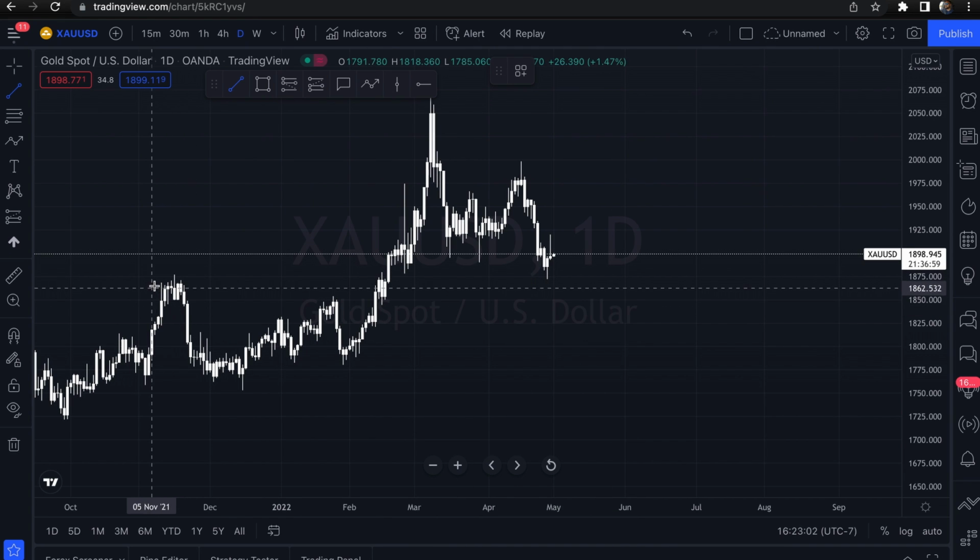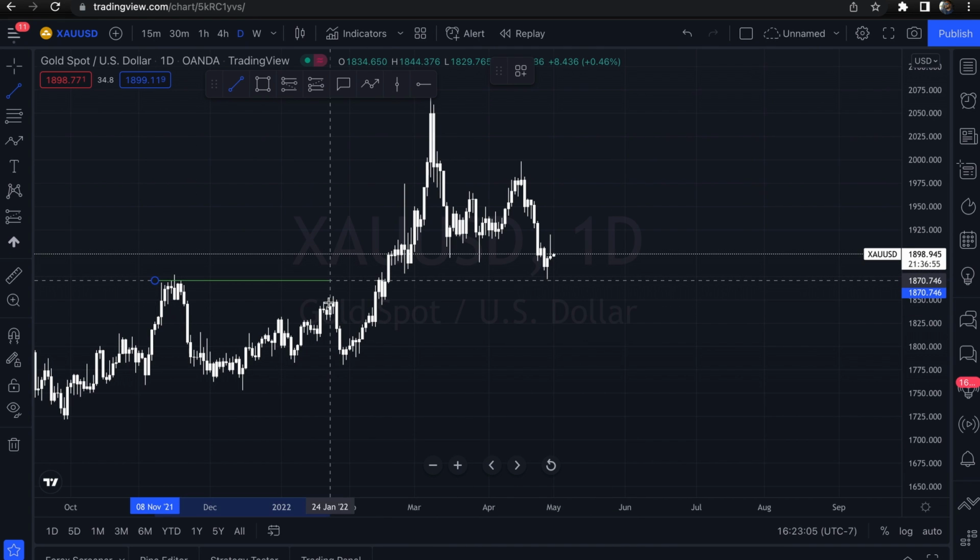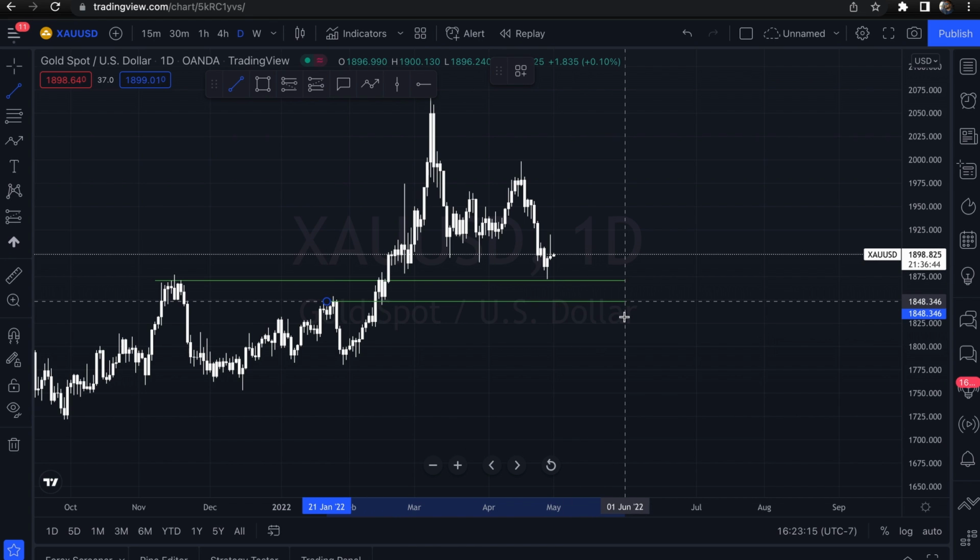I like this bottom right here because of the resistance. It ends up touching that wick. Look at that. That's nice. I like it. It's valid. The one below it would be this resistance and support. It's a little too close.